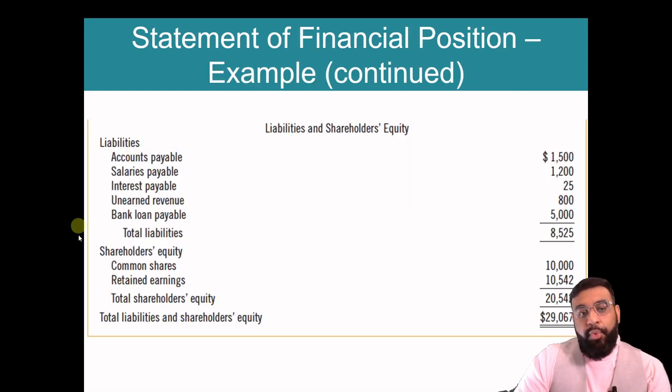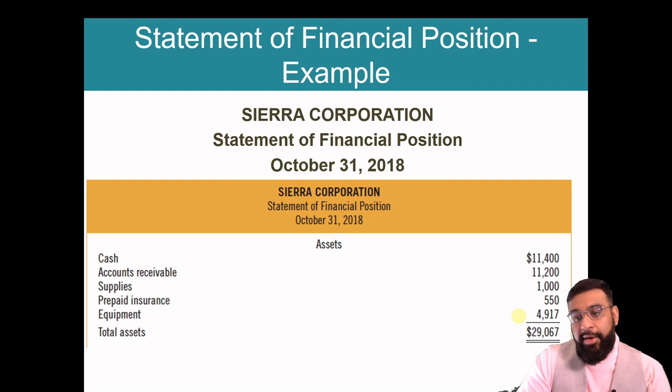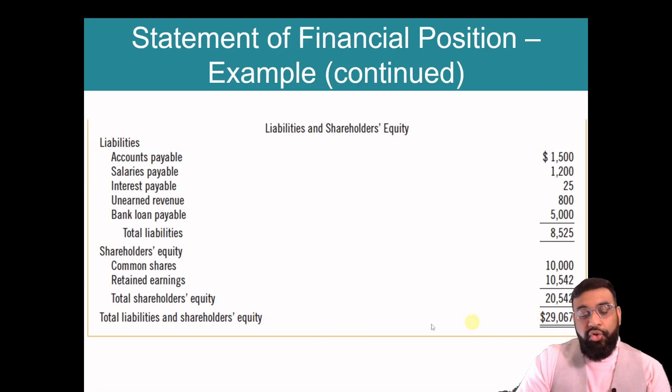So now, once we have total shareholders' equity, we're going to figure out the accounting equation and see if it actually balances. For total liabilities and shareholders' equity, we're simply taking the 8,525 from total liabilities and adding it to total shareholders' equity of 20,542 to arrive at 29,067. And this has a double underline and dollar sign because this is now the main figure. And as you can see now, total assets of 29,067 equals total liabilities and shareholders' equity of 29,067.